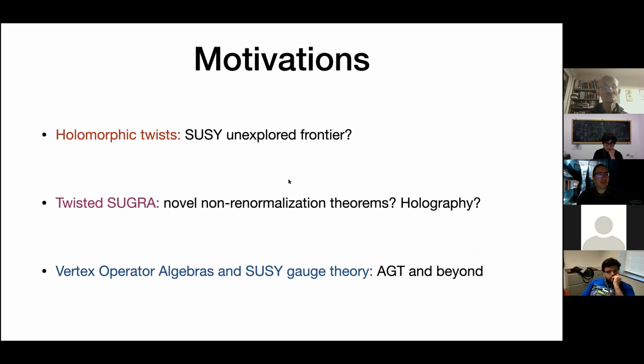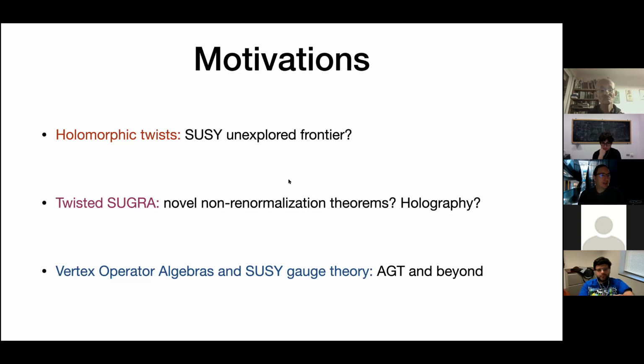The first motivation is that holomorphic twists are interesting and poorly understood. They are kind of the last unexplored frontier of twisting supersymmetric theories. They are also available in situations where standard topological twists are not. I will come back to this point momentarily. But in those situations there is really interesting physics going on, and it's natural to wonder if they can capture at least some of that physics.